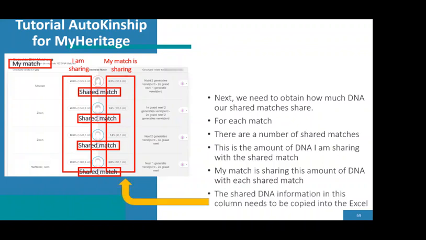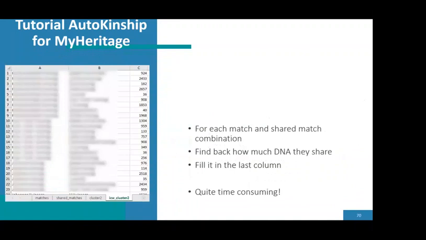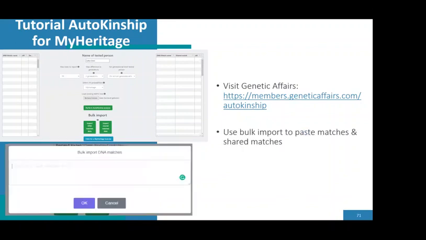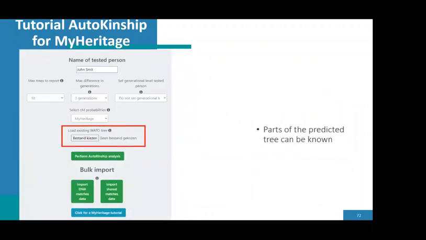This particular information is going to be copied into Excel. For each match and shared match combination, find back how much DNA they share, fill it in the last column, and as you can expect, which is quite time consuming. Next, you visit our site again. You go to the manual auto kinship page. We use the bulk import to paste the matches from our cluster of interest, and we'll do a bulk import of the shared matches of that cluster. If the generational information is available for the tested person, we can set it. We can provide a name for the analysis, like the sort of the centimorgan probabilities, and start the analysis.